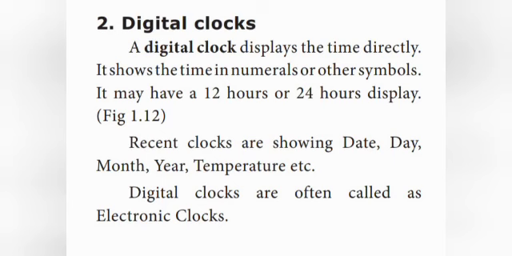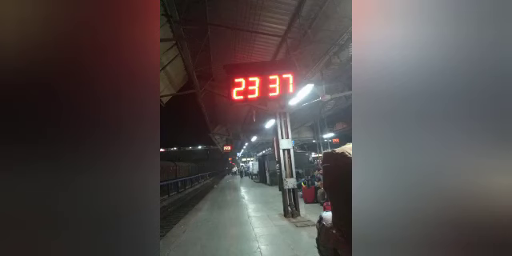Digital clocks are often called electronic clocks. In railway stations and such places, you would have noticed the time is shown in 24 hours, and that is a digital clock.